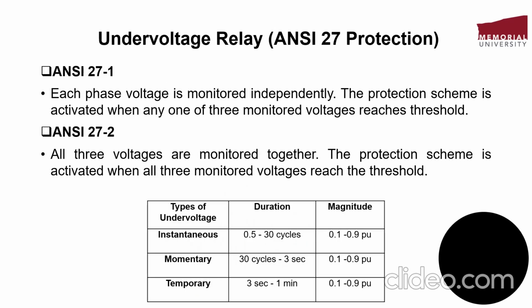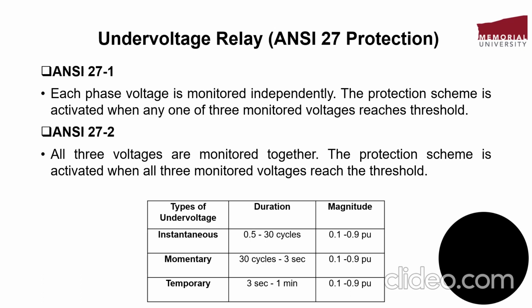We can see that in ANSI 27 protection, there are two types, ANSI 27.1 and ANSI 27.2. In ANSI 27.1, in case of three-phase voltage, each phase voltage is monitored independently, and the protection scheme is activated when any one of the three monitored voltages reaches the threshold value. For example, if we have three phases, and if any one of the phases drops below the threshold value, the protection mechanism activates and trips the circuit breakers or other control circuitry to disconnect the load from the supply.